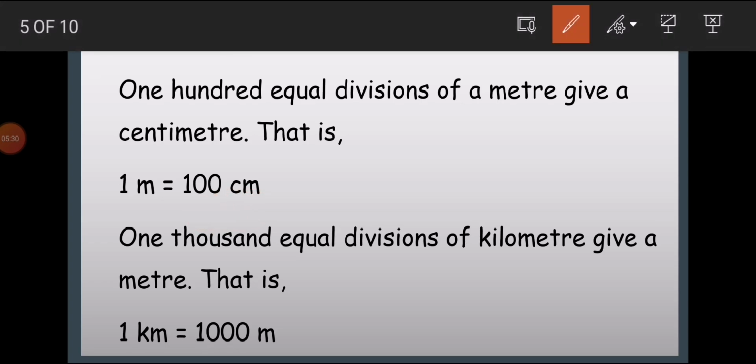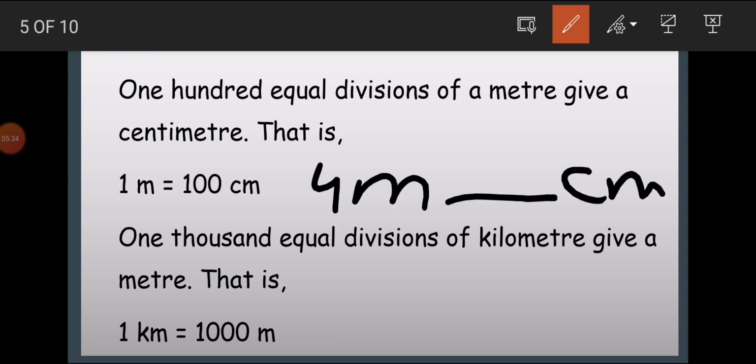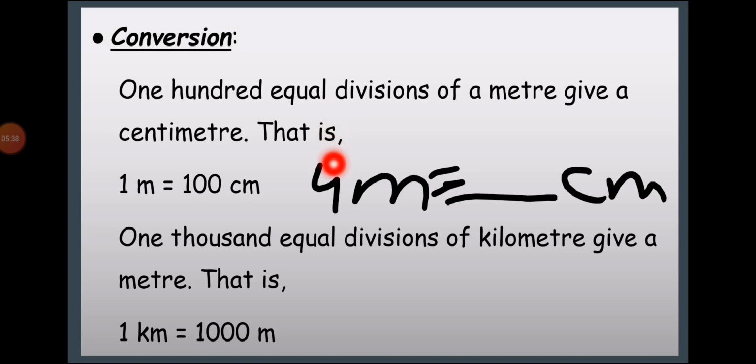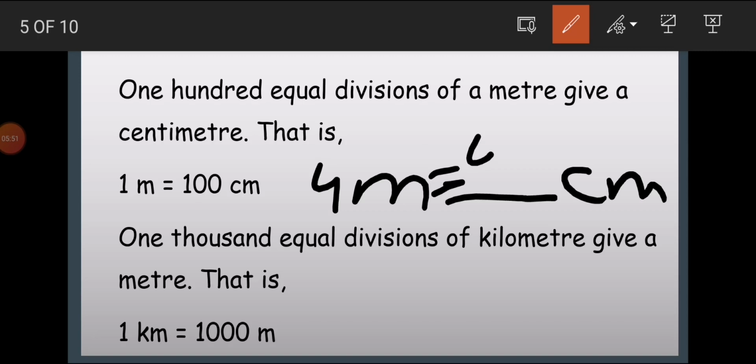For example, I have 4 meters and I want to convert it into centimeters. What I will do, I will just multiply the meters with 100. Here are 4 meters, I will multiply 100 with 4. And the answer is, 4 times 0 is 0, 4 times 0 is 0, 4 times 1 is 4. So the answer is 400.